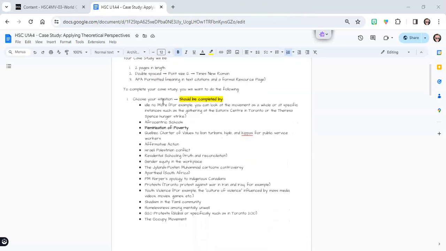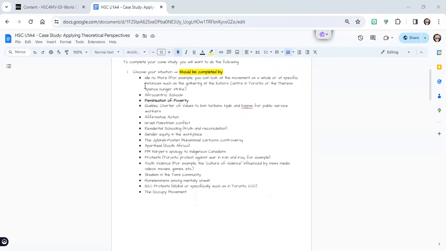So it's 2 pages in length, double spaced, font size 12, Times New Roman, and APA formatting, meaning you need to have in-text citation and a formal resource page. So to complete your case study, you will want to do the following.